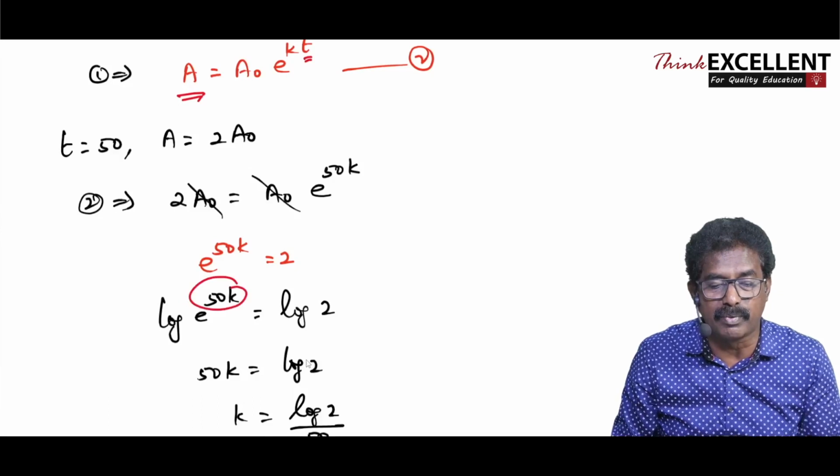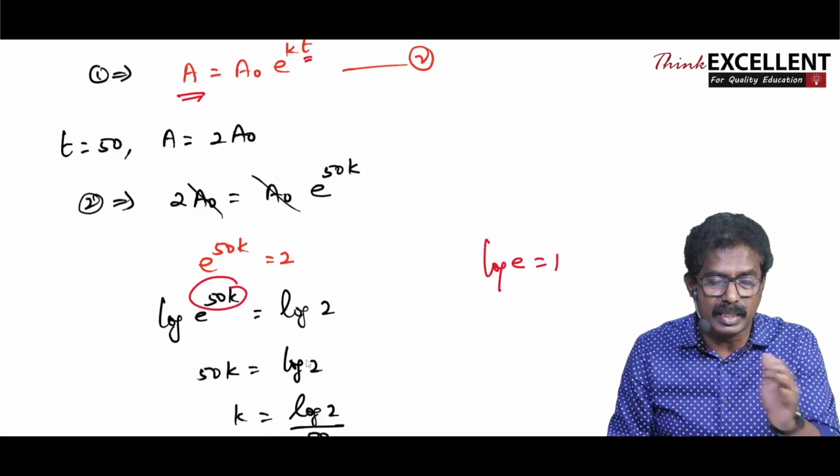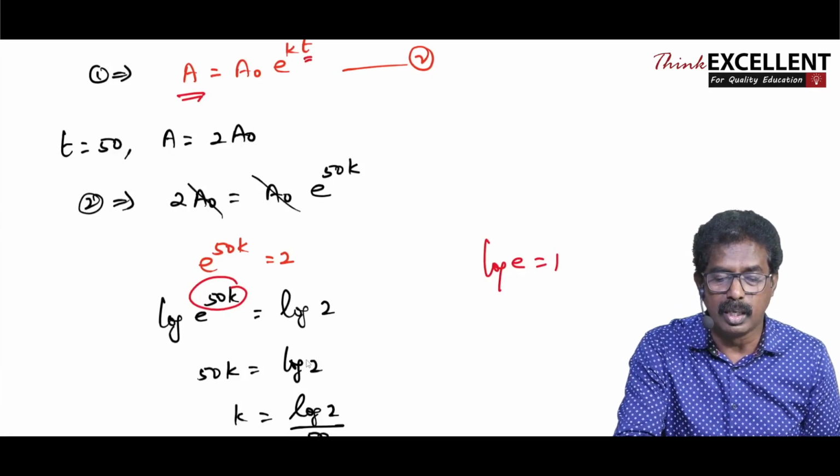Power rule apply பண்ணிங்கன்னா அந்த 50k ஃப்ரண்ட்ல வந்துரும். log e க்கு வேல்யூ 1. Remember, log e க்கு வேல்யூ 1. அப்போ 50k into log e ன்னு வரும். log e 1. அப்போ 50k log 2. அப்போ k is equal to log 2 by 50.